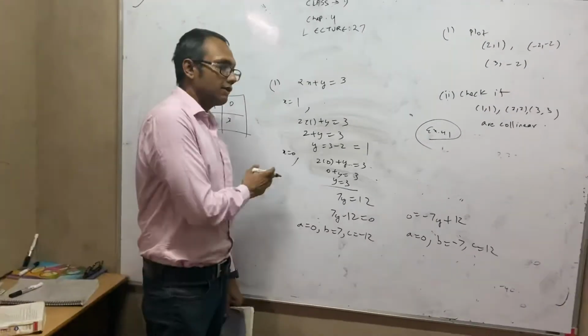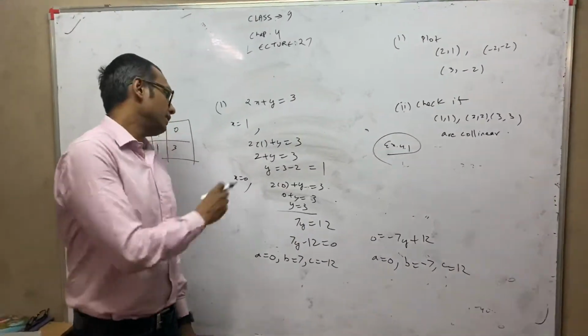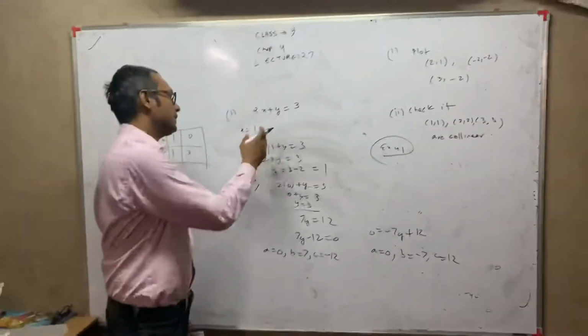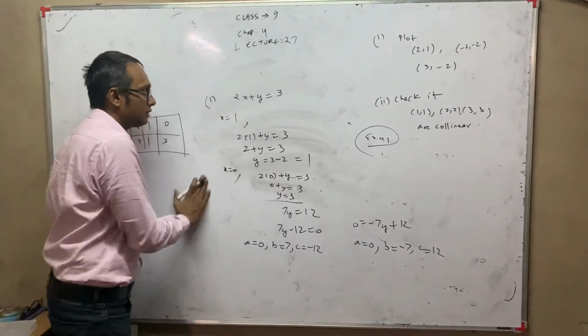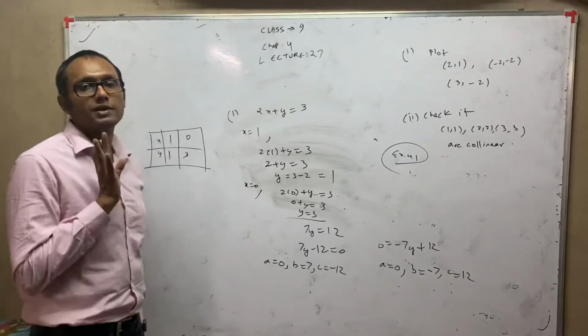So children, we can find many solutions, infinite number of solutions by putting the values. And in this, if you want, you can put x also, or you can put y also, whatever is easier for you.